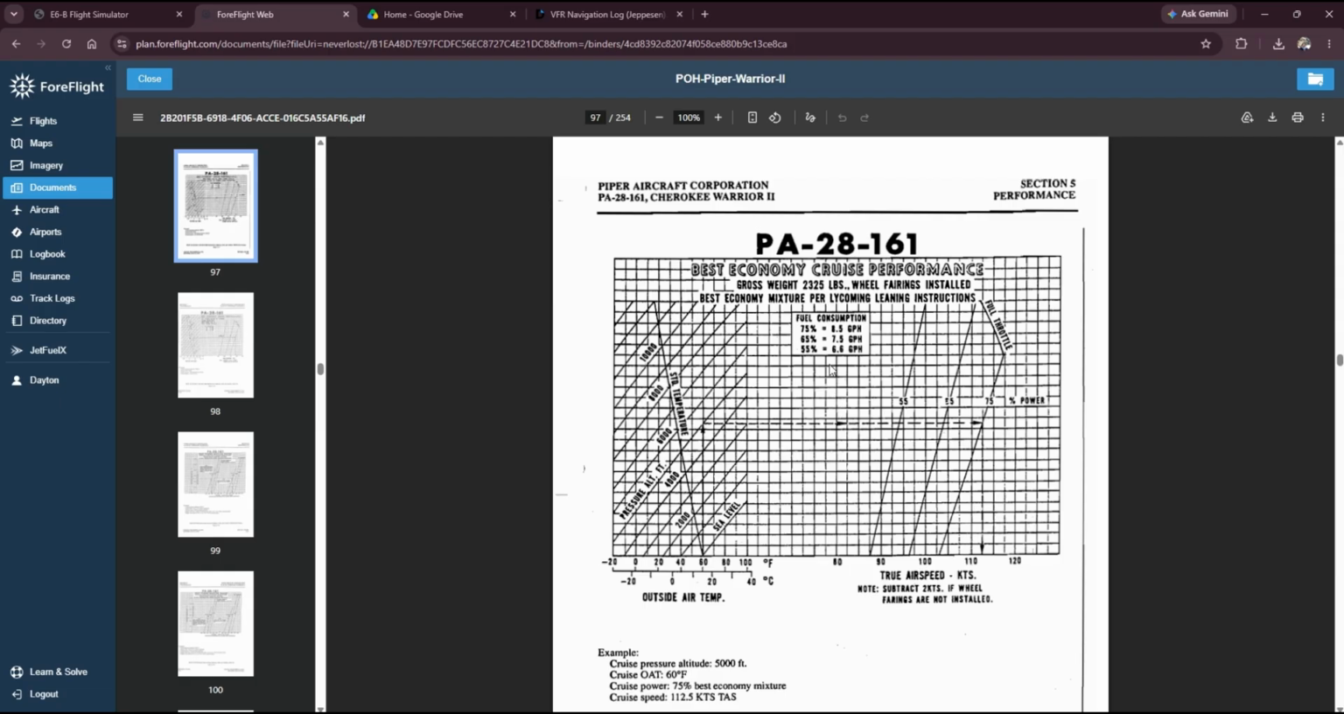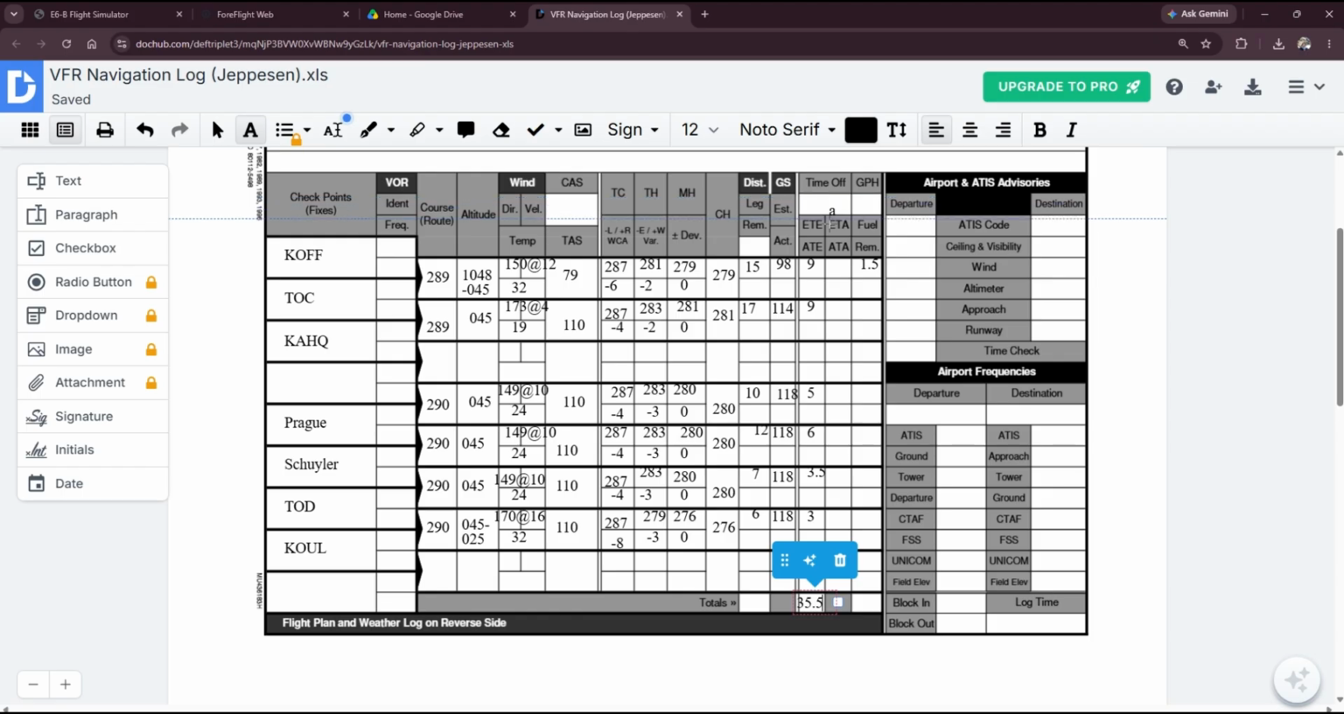So knowing that we're at 70%, and we can see here at 65% you're going to burn 7.5 gallons, and at 75% 8.5, let's just interpolate that. So at 70, we can probably say we're going to be burning 8 gallons an hour. So we come over to our chart and put 8.0.